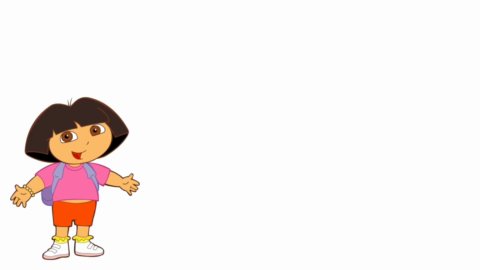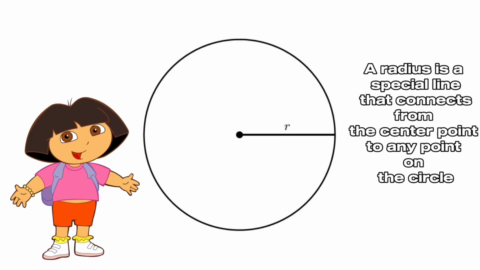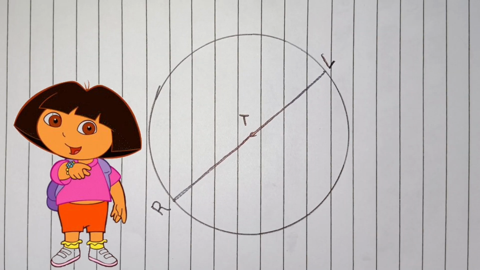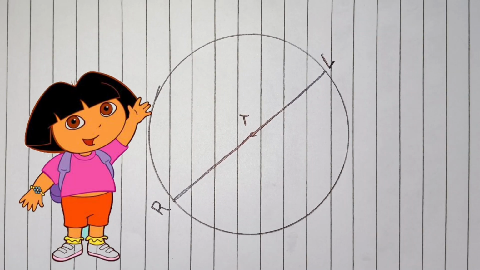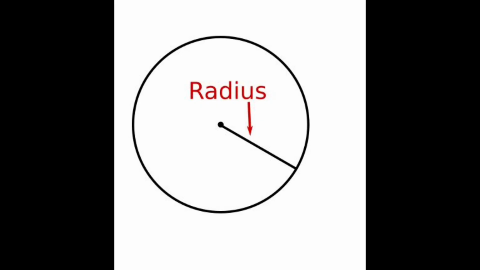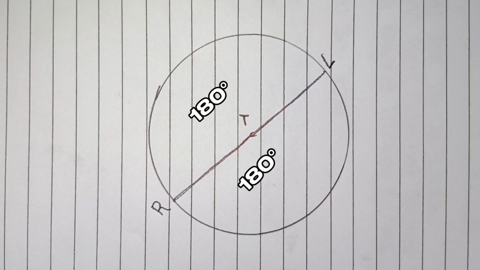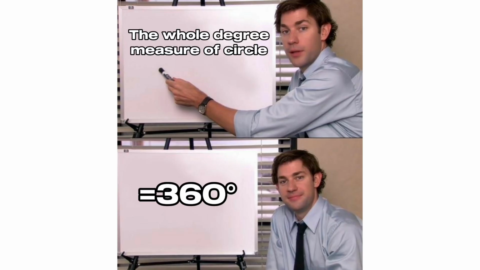Correct! It's the radius. A radius is a special line that connects from the center point to any point on the circle. And when its segment passes through the center, it is now called a diameter. A special segment that passes through the center, dividing the circle into two equal parts. Remember, the measurement of a circle is 360 degrees.